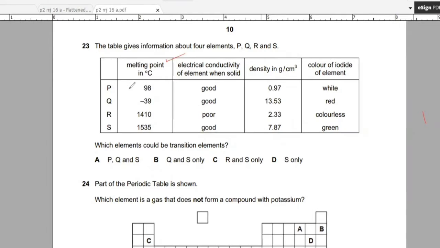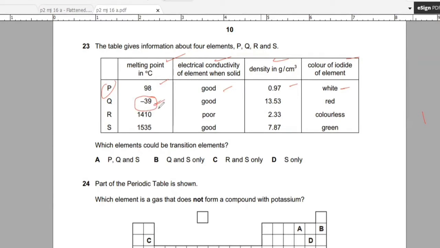Look at the table: here you can see melting point in centigrade, conductivity when solid, density, and the color of the iodide of the element. P has a melting point of 98, a good conductor, so it's a metal, density 0.97, and the iodide color is white. It is soft, so it is not a transition metal, because transition metals have high melting points. Non-metals will have negative degrees Celsius melting points.